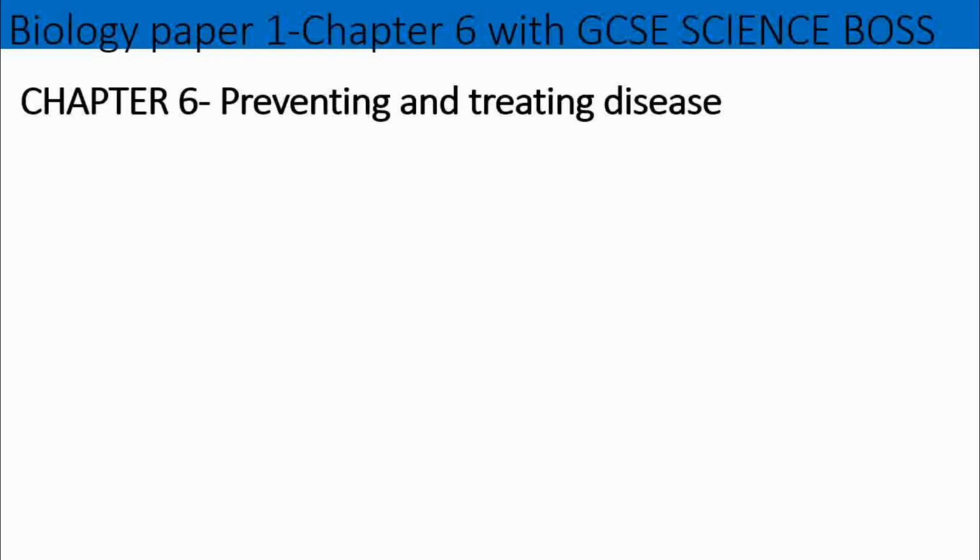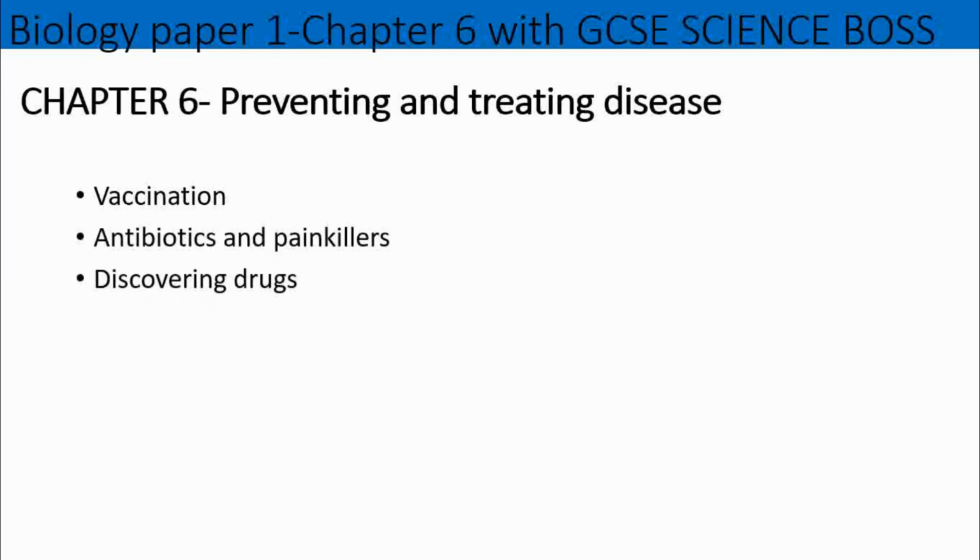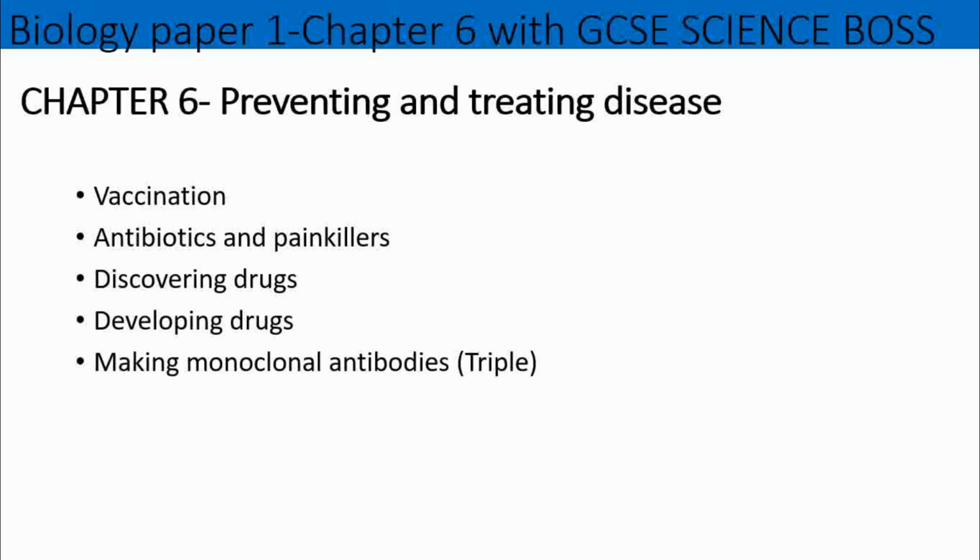In today's video, we're going to be looking at chapter 6 for Biology Paper 1 AQA Science Board. In this chapter, the title is Preventing and Treating Diseases. First up, we're going to be looking at vaccination. Then we're going to be looking at antibiotics and painkillers. Then discovering drugs, developing drugs. And then for our triple science students, we're going to be looking at making monoclonal antibodies and also how do we use monoclonal antibodies. Okay, so let's get started.